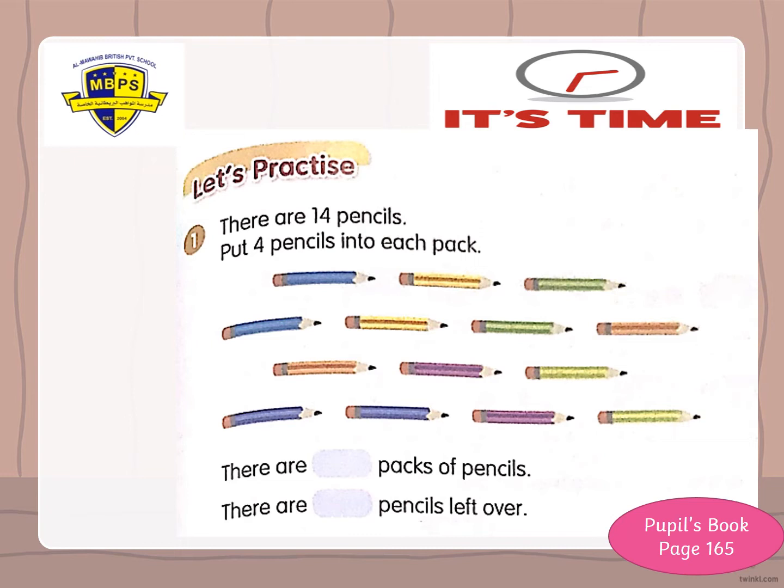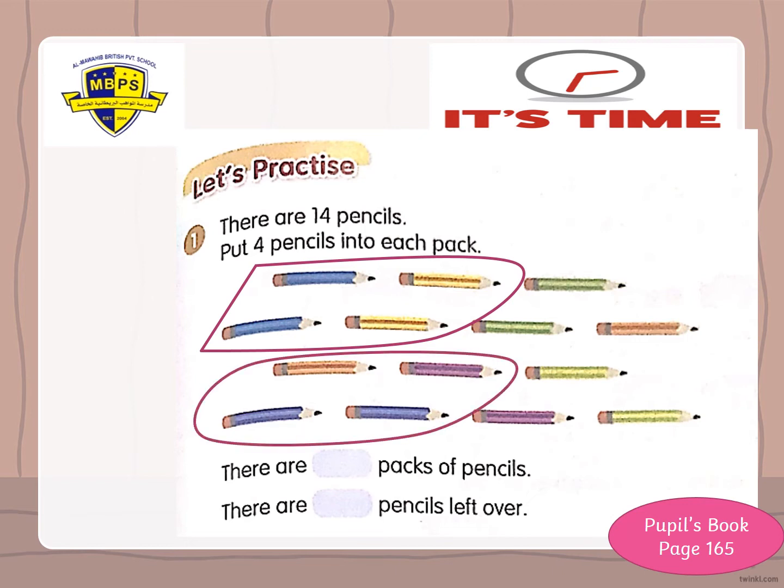And how many you are going to put in each group? We will put 4 pencils in each group. Now I will start to group or to put 4 pencils into each pack. I want you also to start with me and you make groups of 4 at your book. This is the first group of 4 pencils. Still I have more pencils and I can make another group of 4 pencils. And still I have, so I can make one more group of 4 pencils.